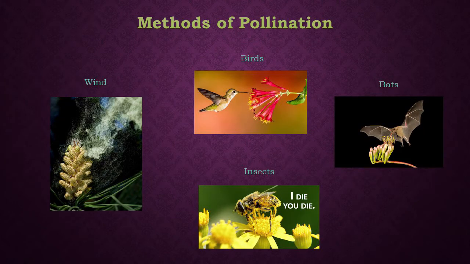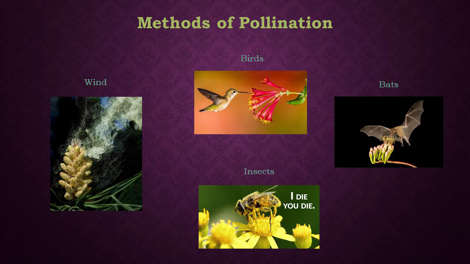The next slide shows 4 different methods of pollination, one of them being wind. This is when flowers use the wind to push out large amounts of pollen so they can reproduce. Insects are actually guided by the color of the flower and are rewarded with nectar.